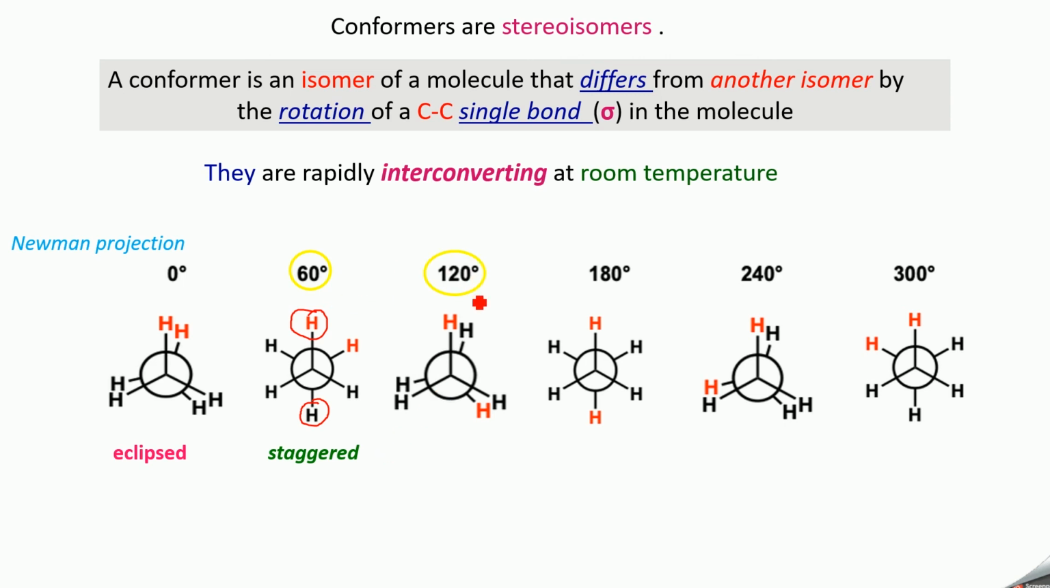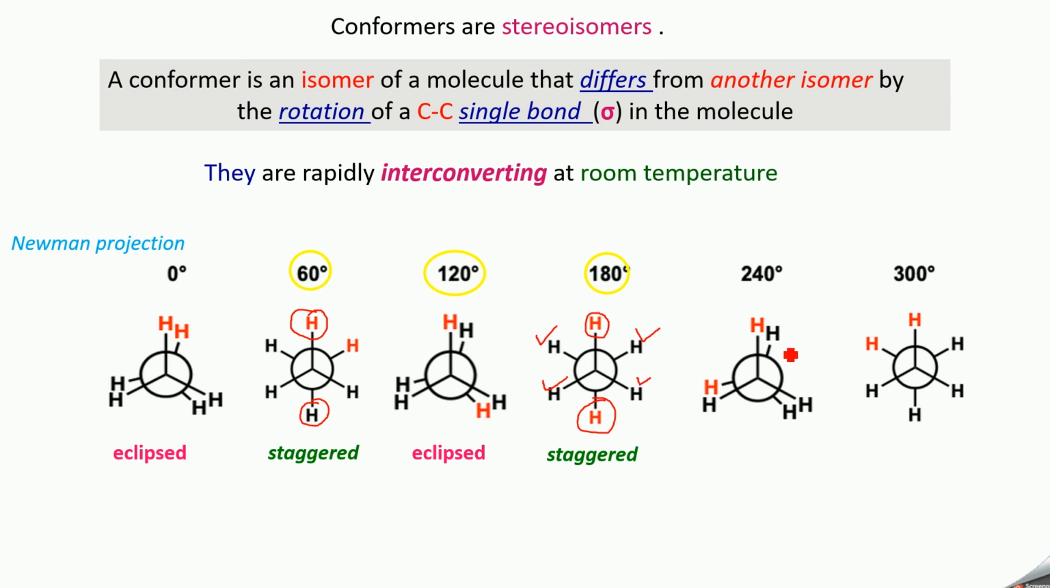Now again when you rotate to 120 degrees, that is from 60 degrees to 120 degrees, what will happen? This form you will be getting, where these two hydrogens are very close to each other. So this form we call eclipsed form, which is unstable. Again when you rotate by 60 degrees, you are getting this form at 180, where these two hydrogens are opposite to each other. Similarly this one and this one are opposite to each other. So it comes under staggered form.